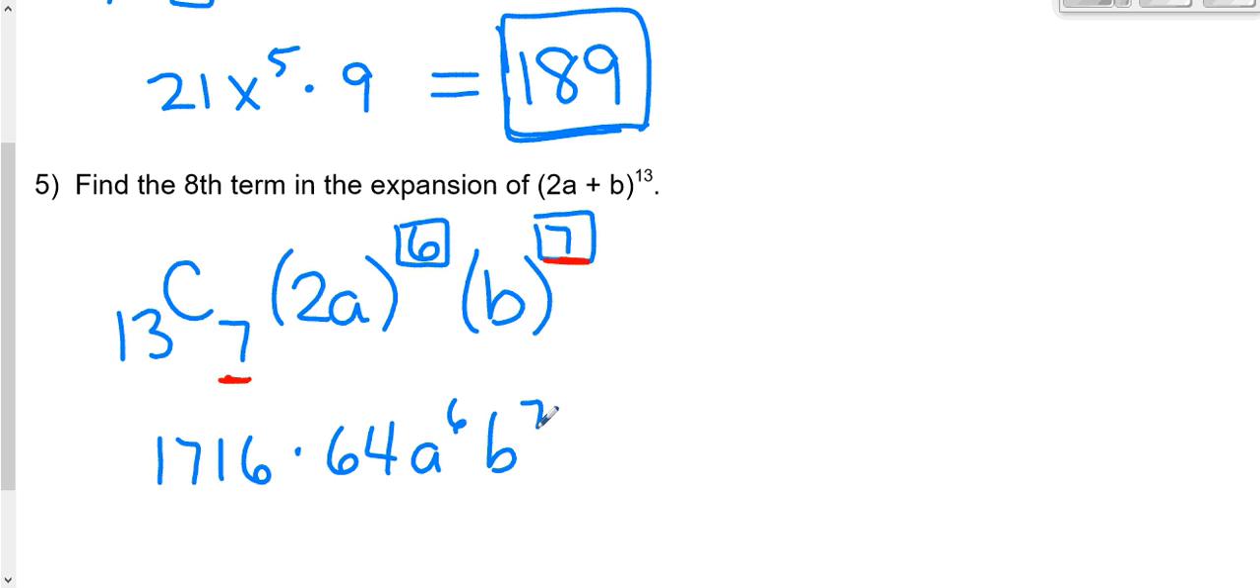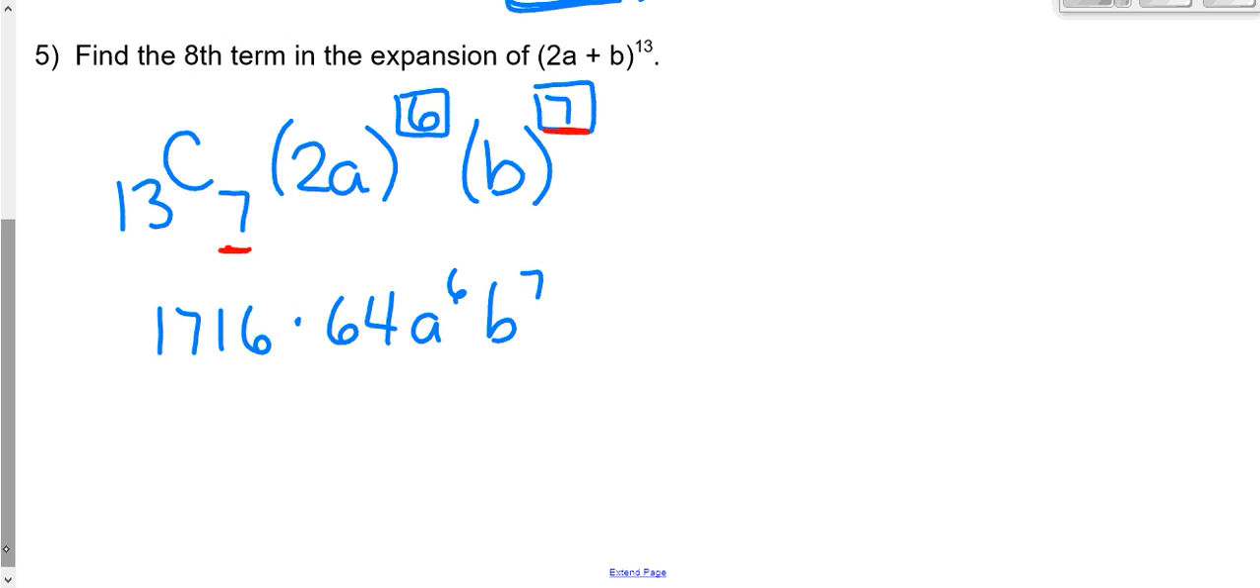So let's multiply 1716 and 64 together. And we have 109,824 a to the 6th power, b to the 7th power. And that's the entire term.